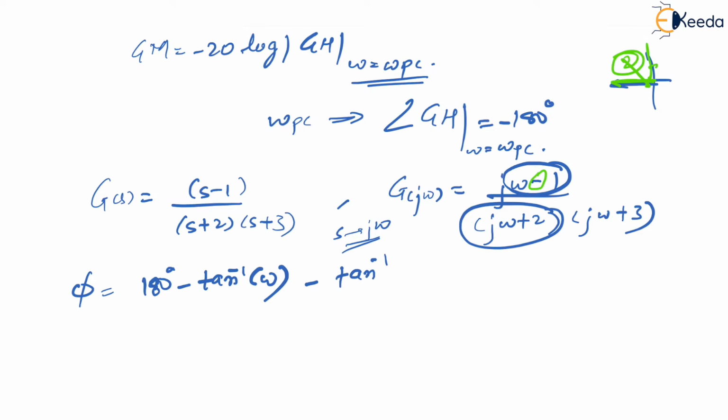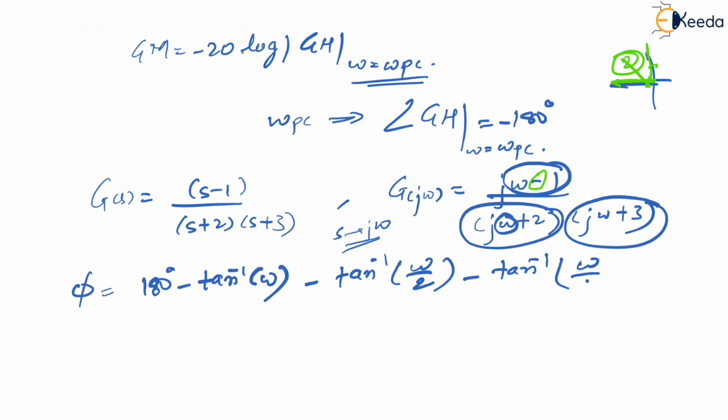What will the denominator become? Minus tan inverse of imaginary by real. Imaginary is omega, so omega by 2. Then similarly for this one, what is the angle? It becomes again minus tan inverse of omega upon 3, imaginary part upon real part. Is that correct? Yes.